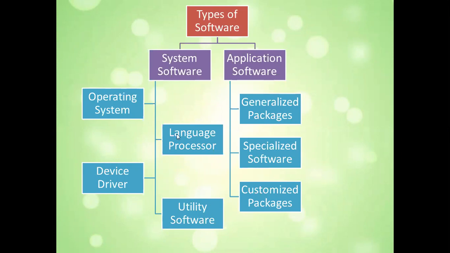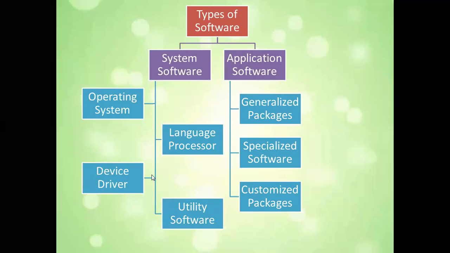Okay, next is language processor. Language processors are the software which convert our language to the language of the computer, because the computer is an electronic machine which can understand only electrical signals, that is, on and off. In the language of the computer, we call it binary language. Machine language is called binary language, which is made up of zeros and ones. Zero means off and one means on. So the computer can directly understand only binary language.